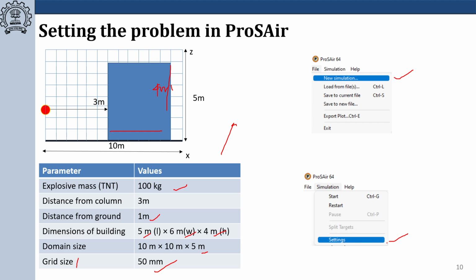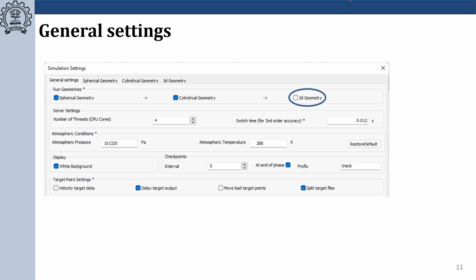In the settings file, you have 4 options. Those are the general settings, spherical geometry, cylindrical geometry and 3D geometry. The general settings are for all the spherical, cylindrical and 3D geometry, where you have to decide upon the type of analysis you will be doing beforehand. So previously we have assumed that either we will be doing a 2-dimensional or a 3-dimensional analysis. So based on the 2-dimensional or 3-dimensional, you have to select the option.